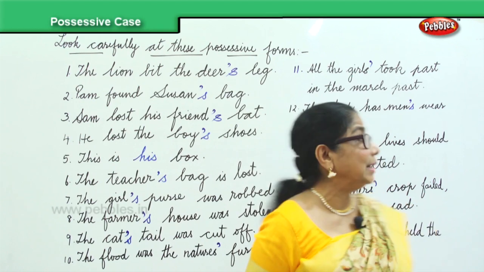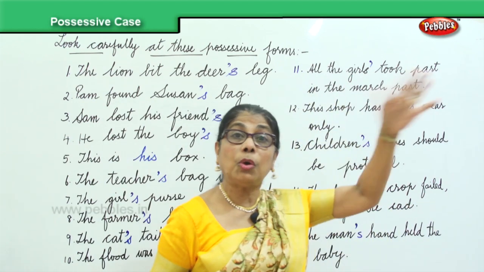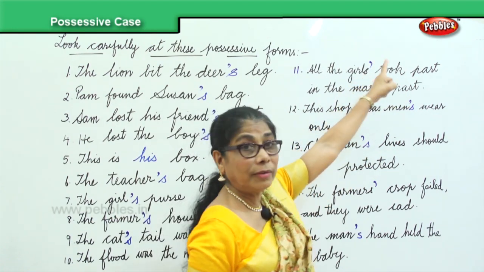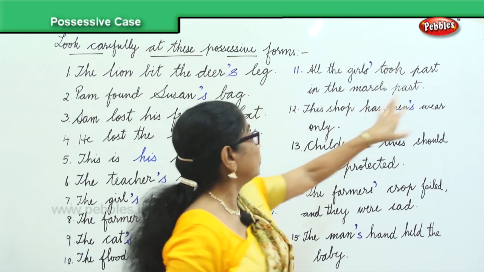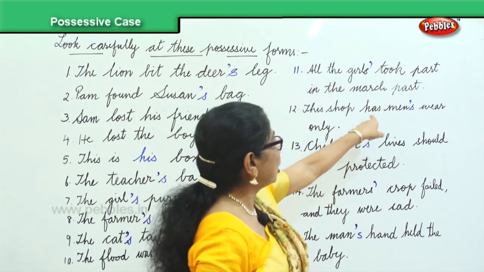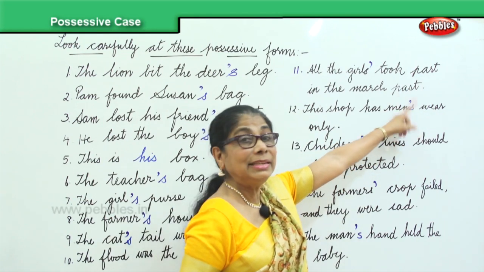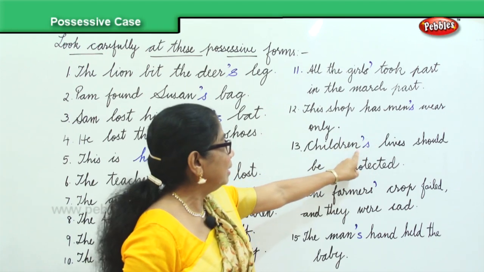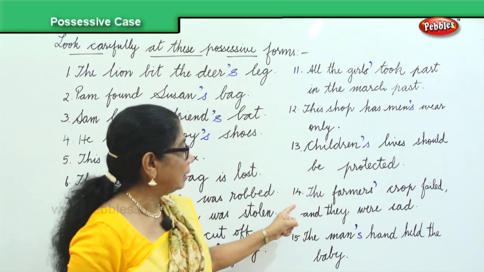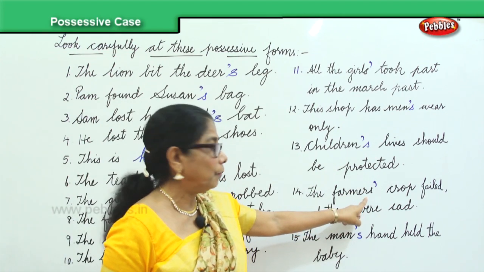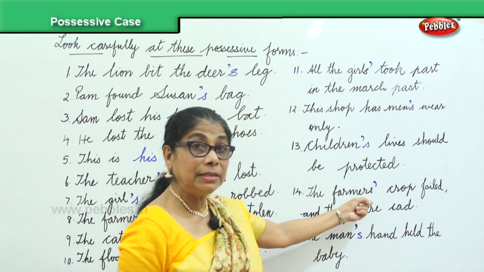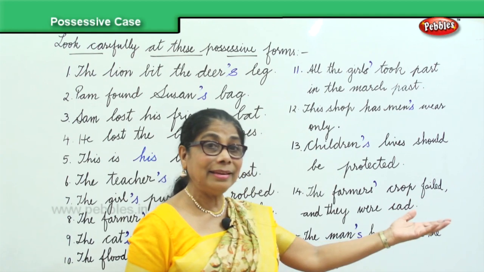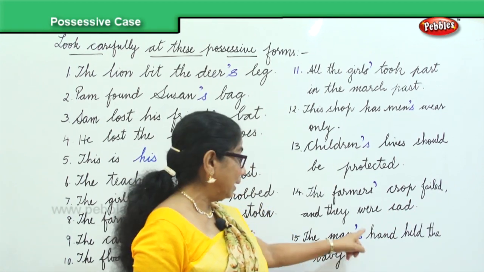And then we have some more sentences here. All the girls, we're talking about all the girls in the school or in the class, so after the girls you have the apostrophe, took part in the march past. Then this shop has men's wear only. The children's lives, all the children's lives should be protected. The farmers' crop failed and they were sad. And finally, the man's hand held the baby, the man's hand.